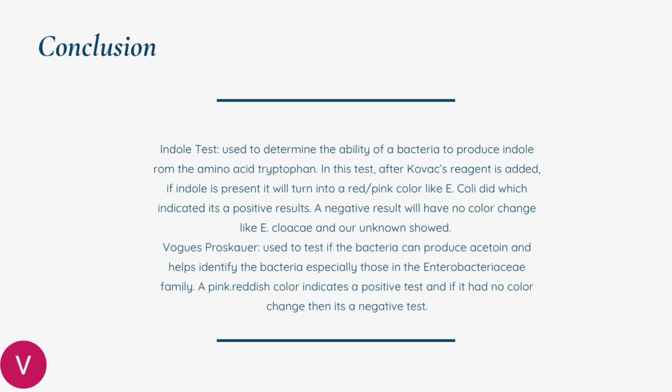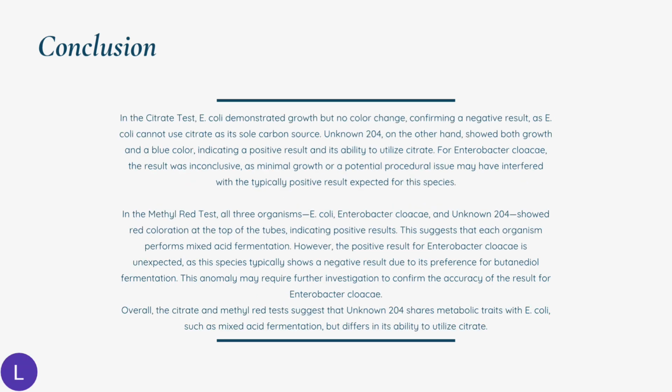For the Voges-Proskauer test, this test is used to test if the bacteria can produce acetoin, and it helps identify the bacteria, especially those in the Enterobacteriaceae family. So a red-pinkish color indicates a positive test, and if there is no color change, then it's negative. In this section of conclusions, we will talk about the citrate test and the methyl red test.